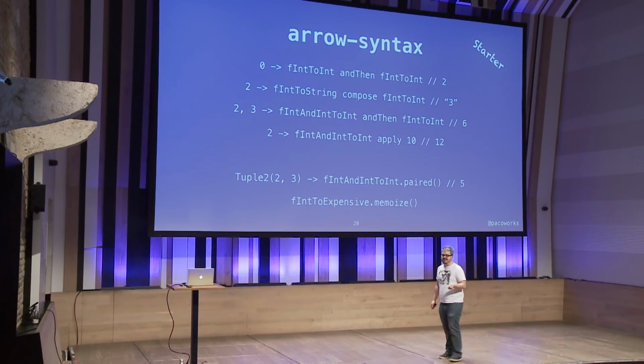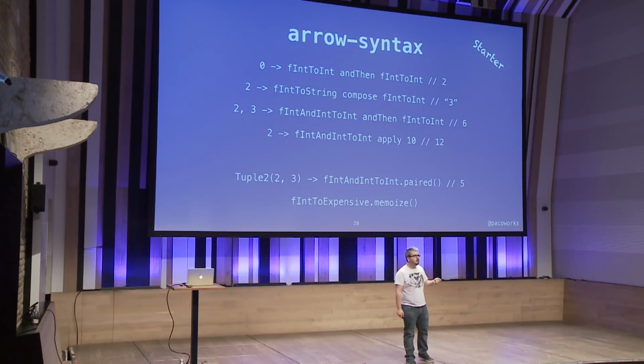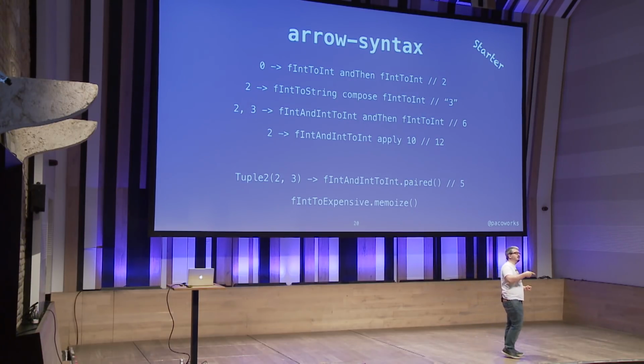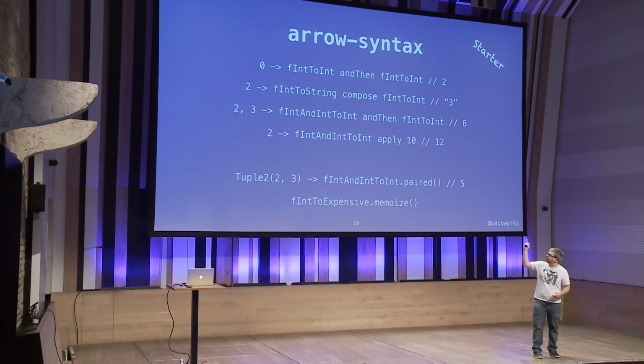We have a function that is from Int to String, and we want to compose it with an Int to Int, which means it's going to go the other way around. You first execute the function that returns an Int, and you pass it into the function that returns a String. You use compose for that. So you can do composition that goes the other way around, as if you do andThen.